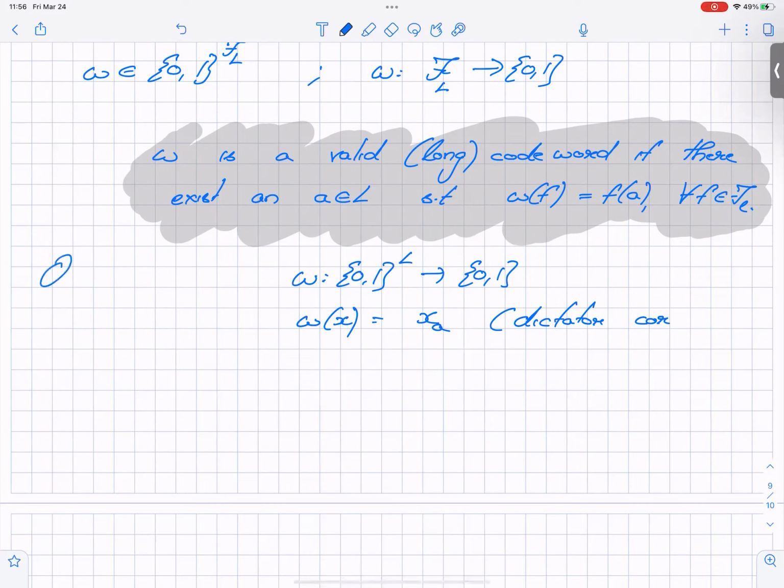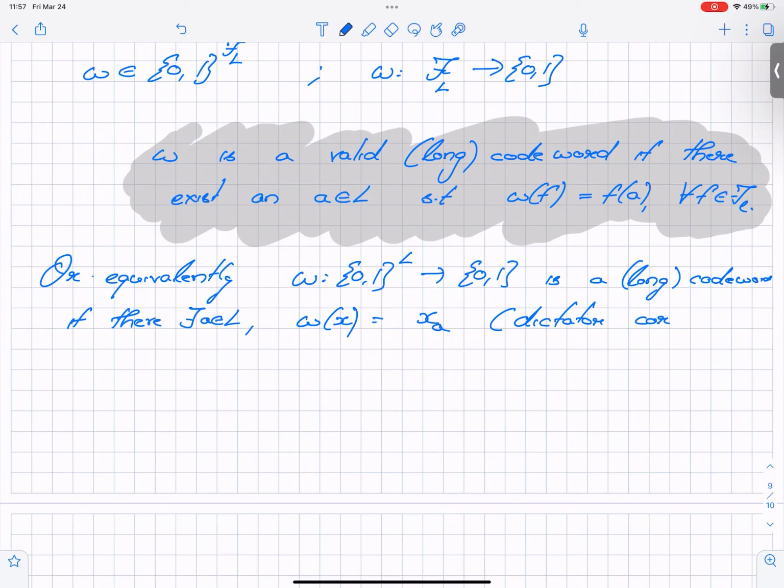or equivalently, gives a long code word. There exists A in N such that this happens. But these are also called dictators.